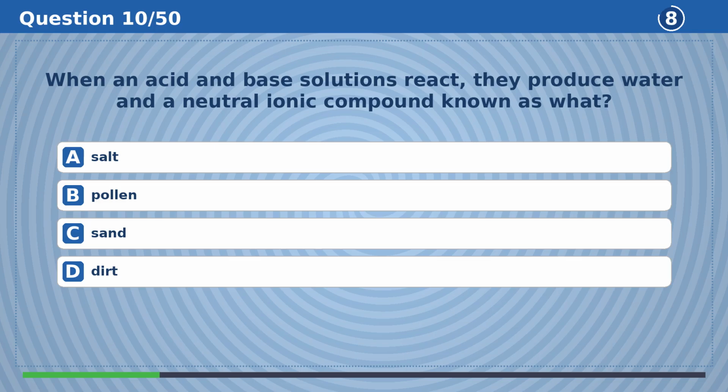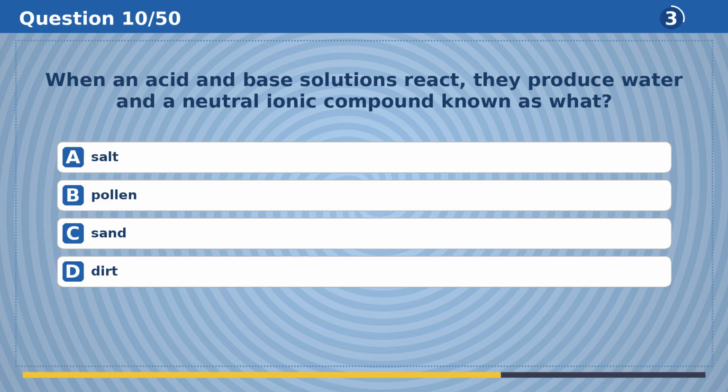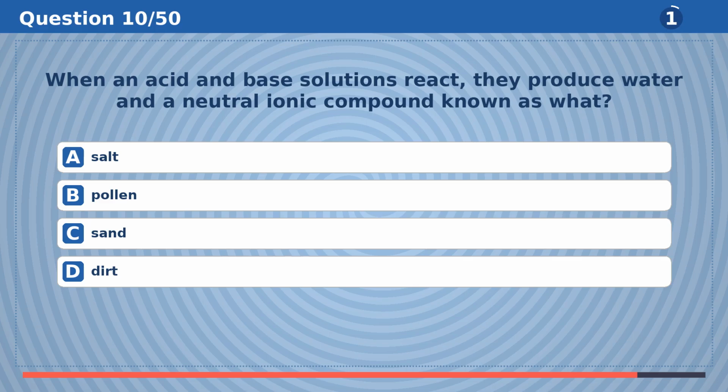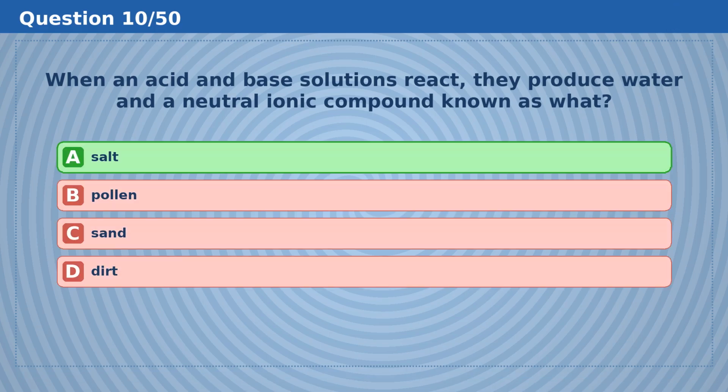When an acid and base solutions react, they produce water and a neutral ionic compound known as what? The answer is A, salt.